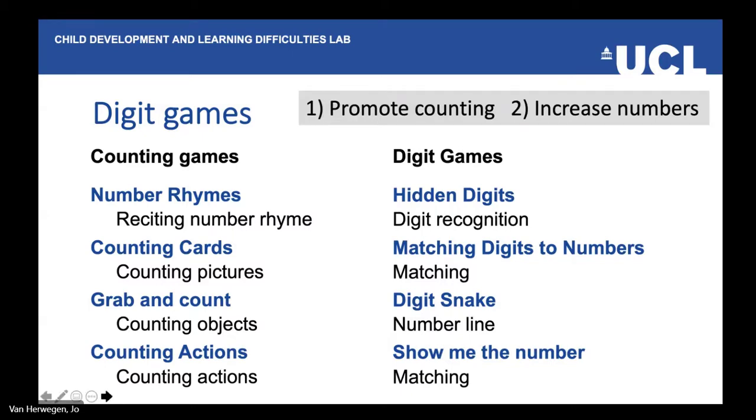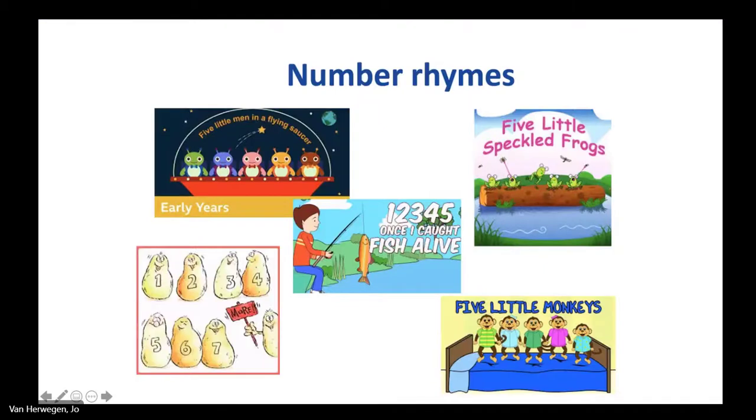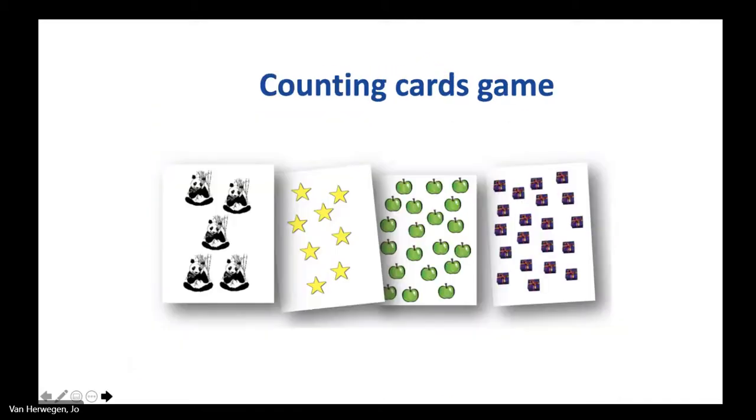A few of the games involved with this: we just sang nursery rhymes with them so that they develop their number name knowledge and the order of these number names. As you might remember from our first session, it's important in terms of developing counting to have that stable order principle and to know which ones are the number names.